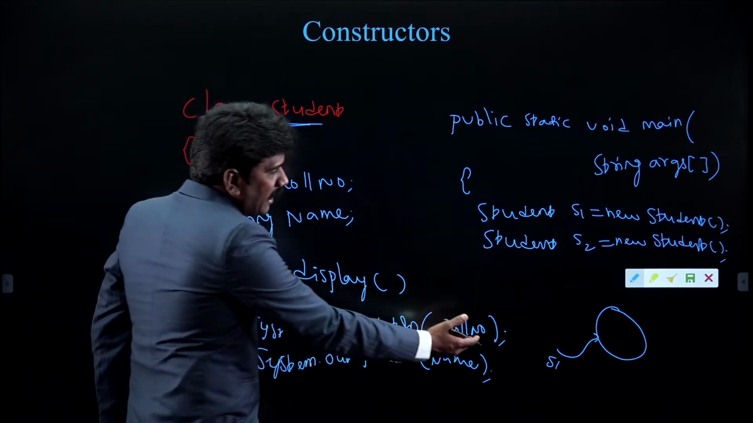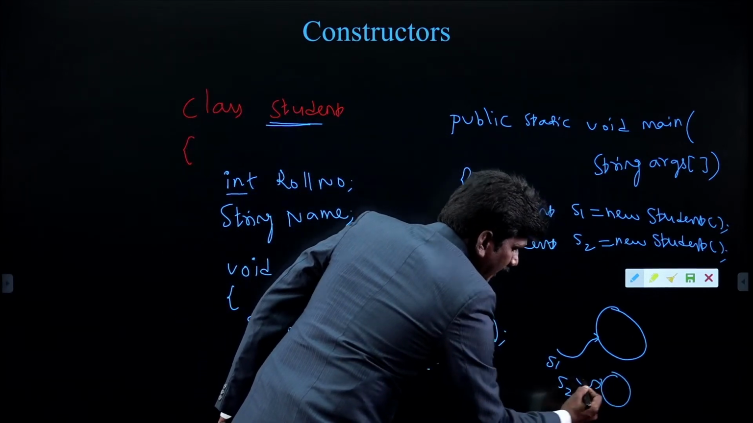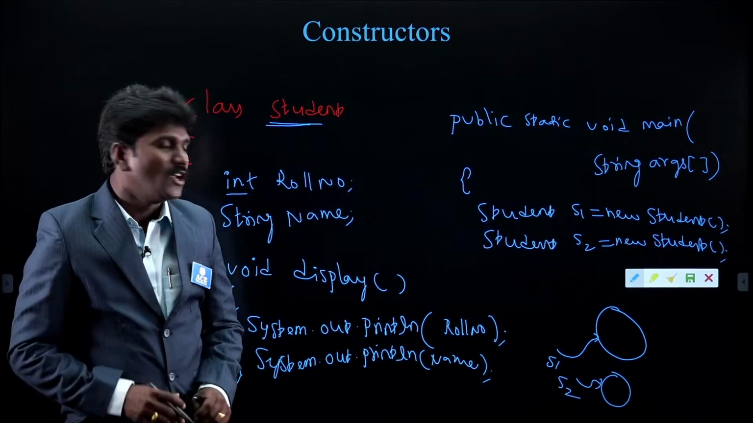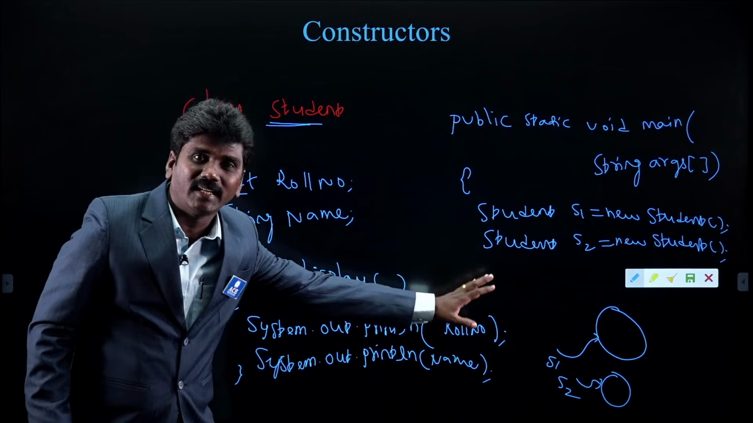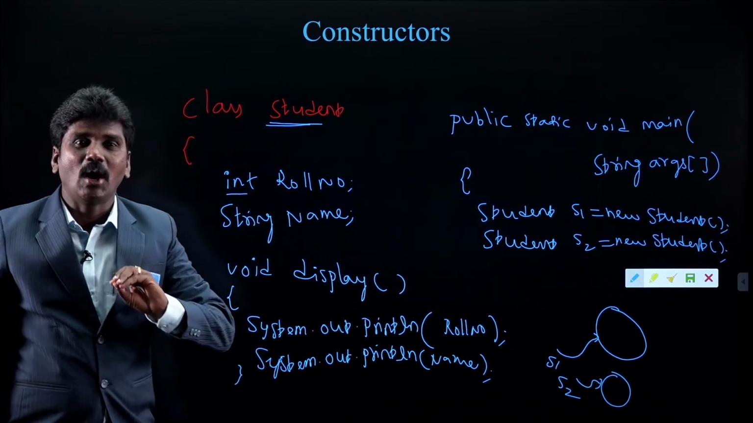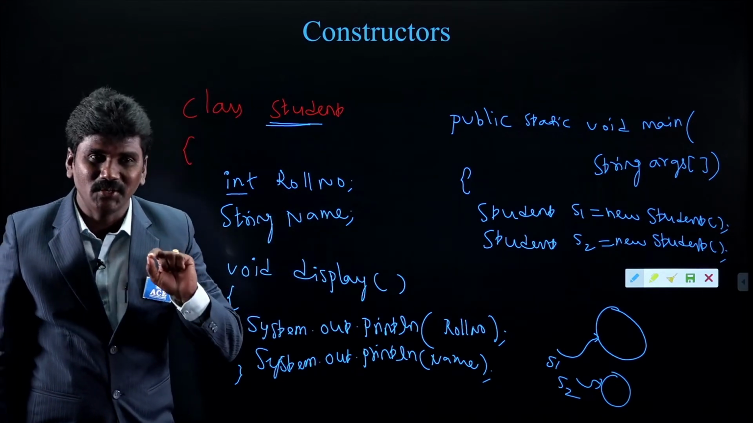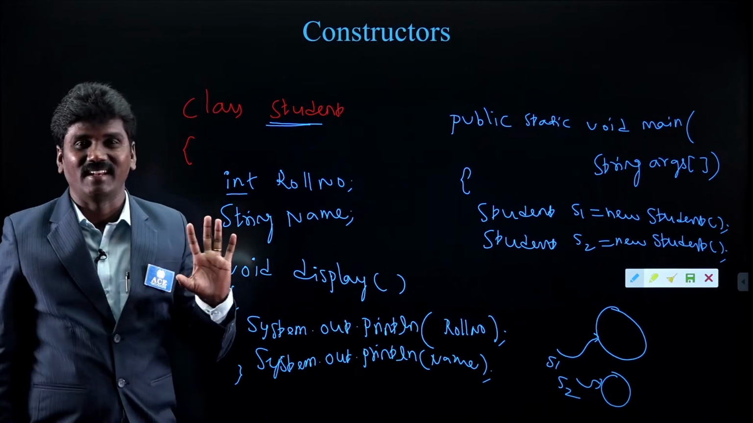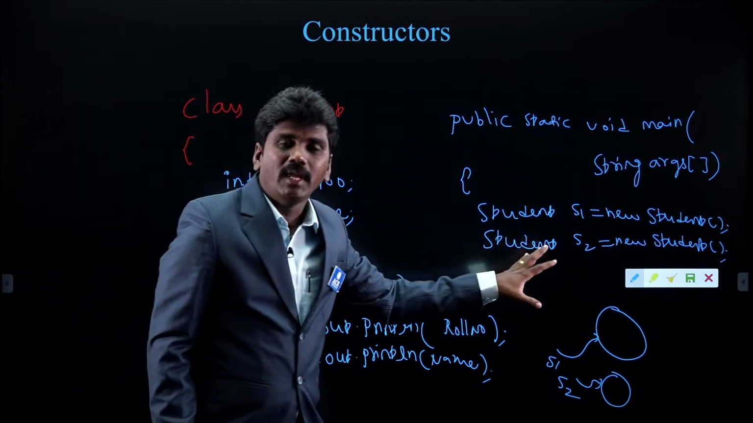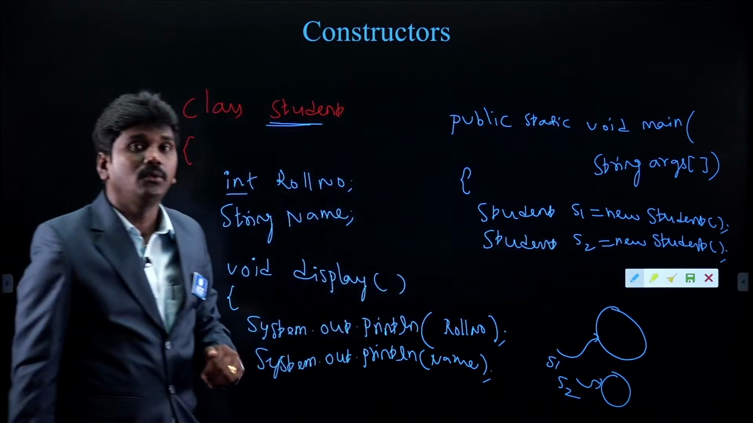Now, s1 we have created and also s2. Like this, in our class, suppose there are 60 students. For 60 students, if we have created 60 objects, in that case also, all the students are going to get what roll number? 0. And what name? null. Like this only. It means we have not provided any value.